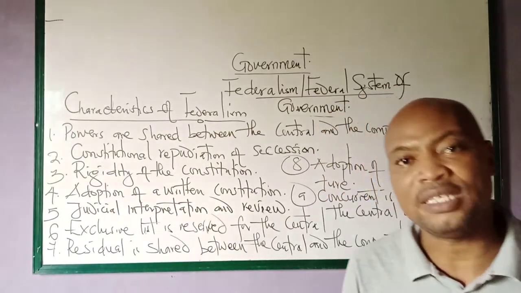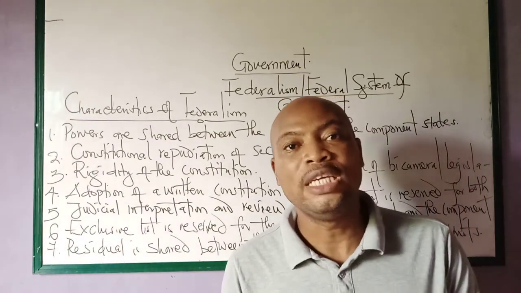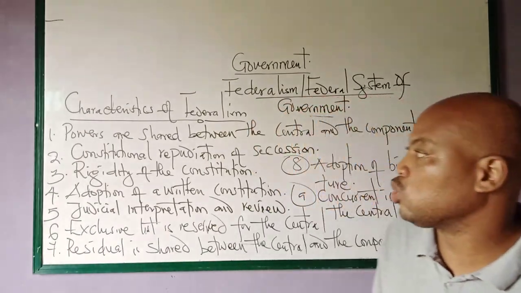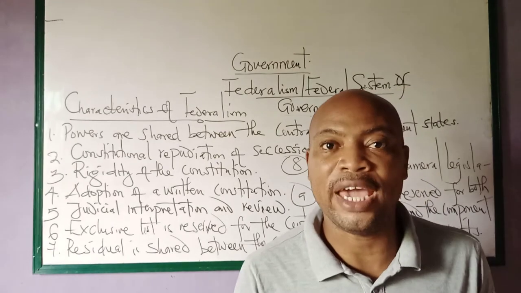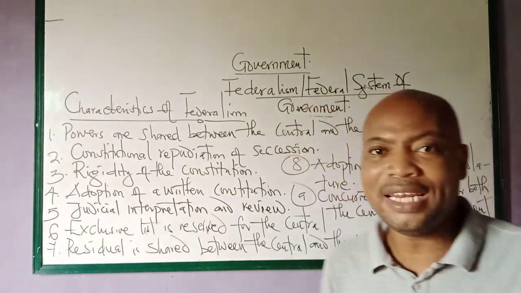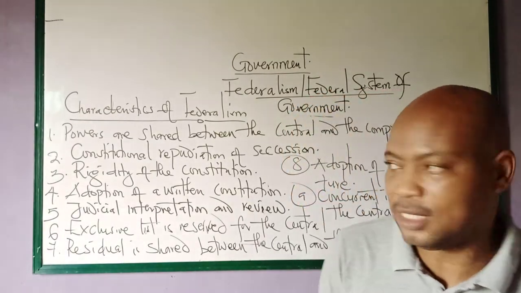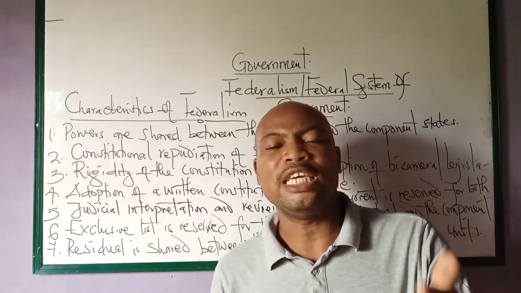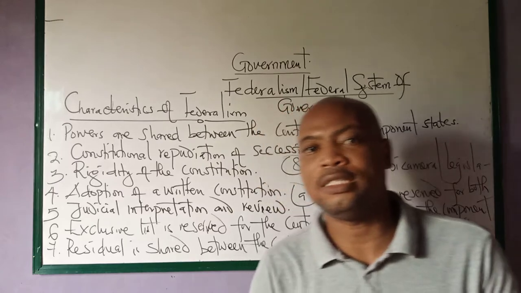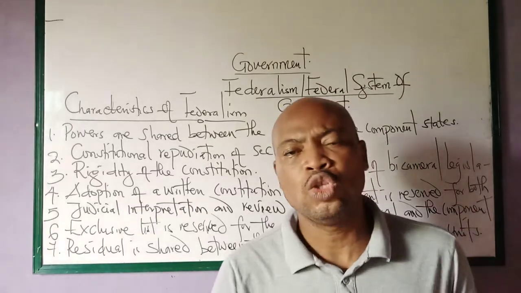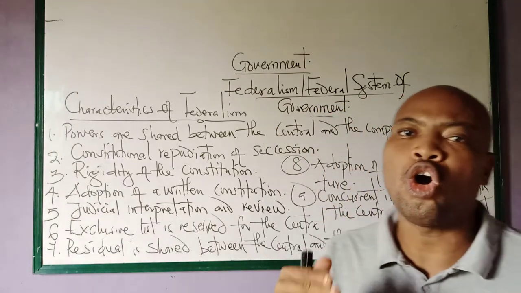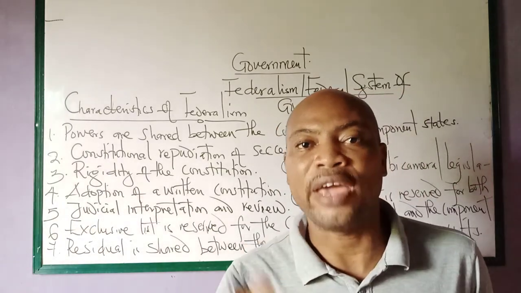And that is one of the reasons why Nigeria went into war in 1967 to 1970. Because of what? Because of the threat of a secession. So federalism does not allow for secession. Number three, rigidity of the constitution. The constitution is always cumbersome. It's very, very difficult to amend under a federal constitution or under a federal system of government.